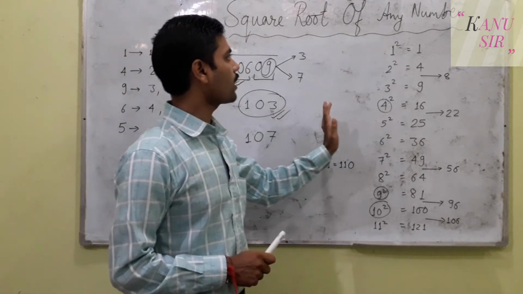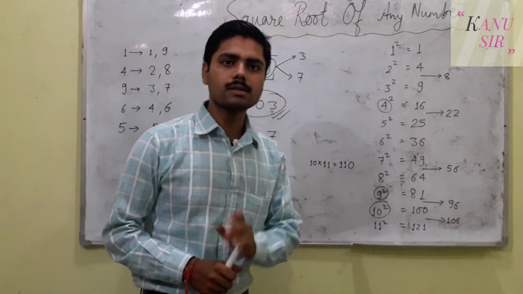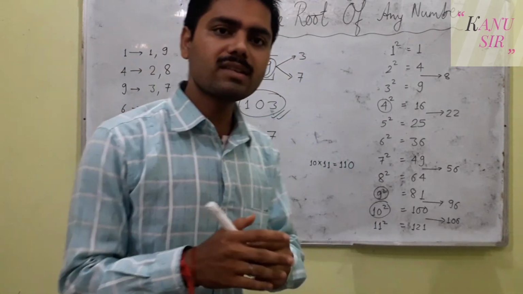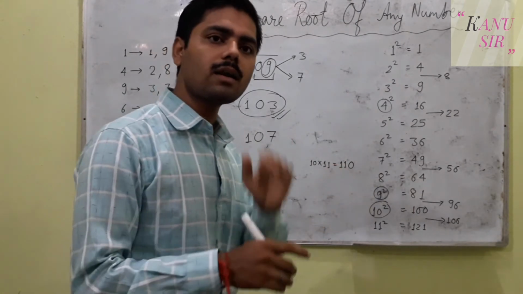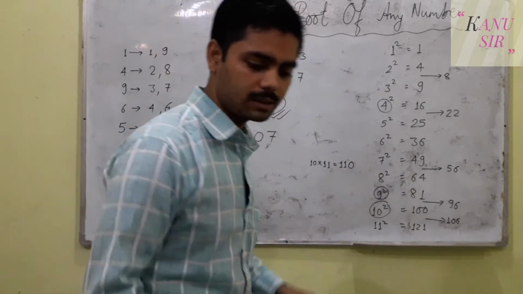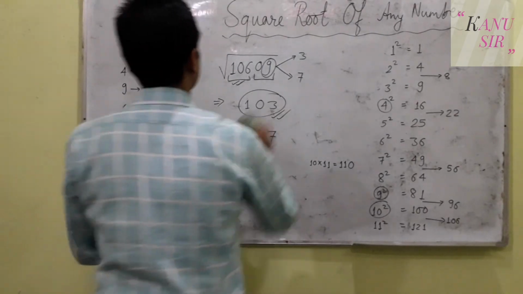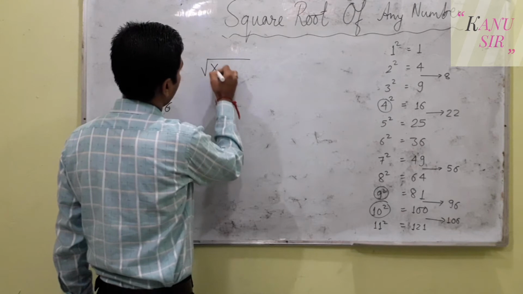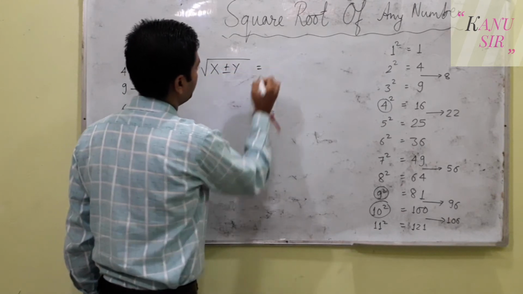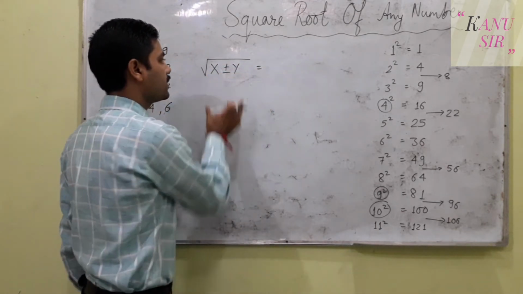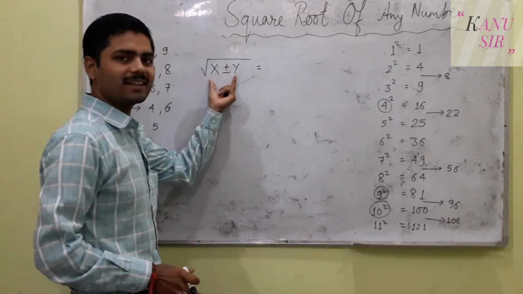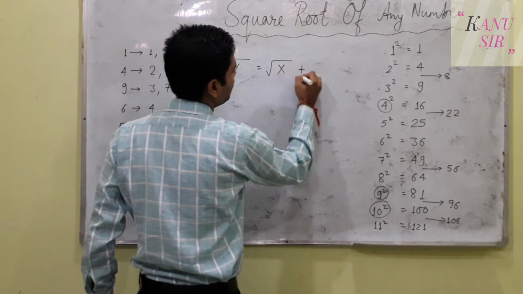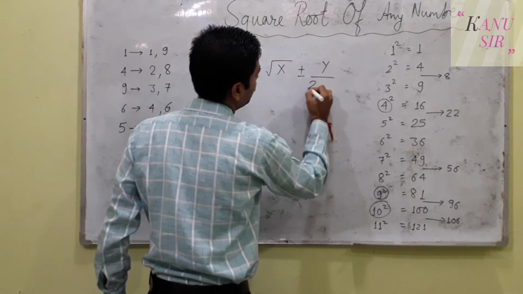So this is the square root of perfect square numbers. Now let's find the square root of non-perfect square numbers, which are not squares, but we can also find their square roots. For that, you have to remember a formula: if you get the number, you have to break it in the form of x plus y or x minus y, and the answer is root x plus or minus y divided by 2 root x.